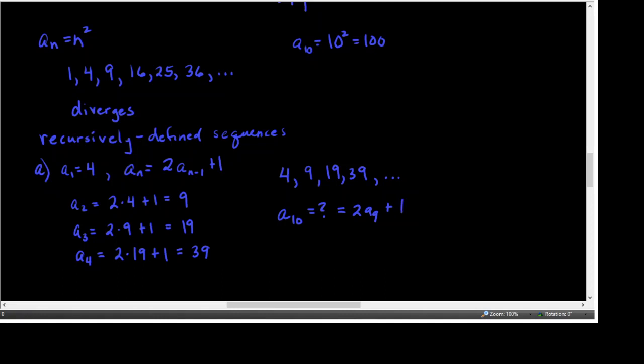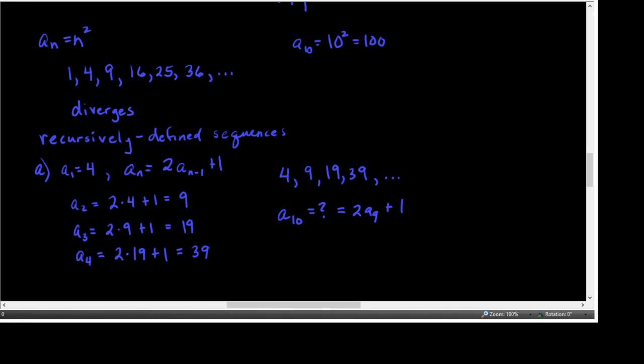Double it and add 1 to get a sub 10. Well, to know a sub 9, I'd have to first know a sub 8. And to know a sub 8, I'd have to first know a sub 7. In other words, I'd have to go all the way back to the beginning of the sequence and build it up to the 10th term. I couldn't just simply substitute 10 in and directly get the answer.